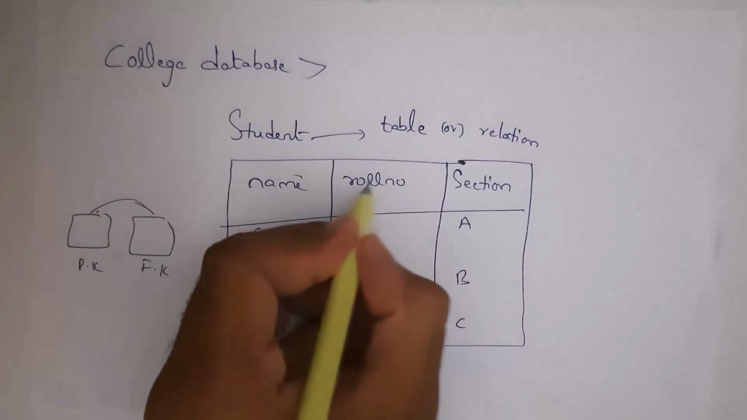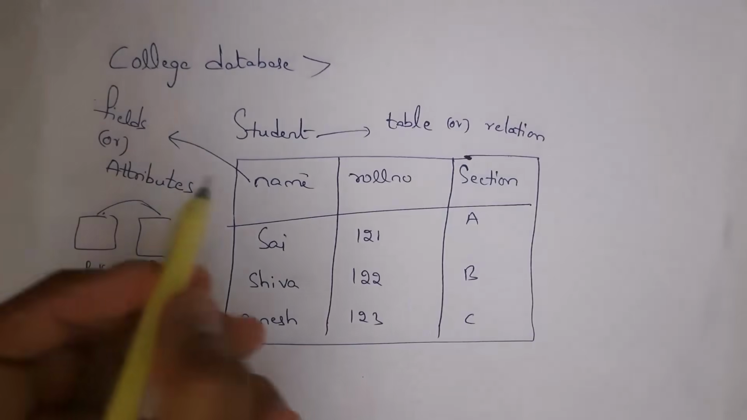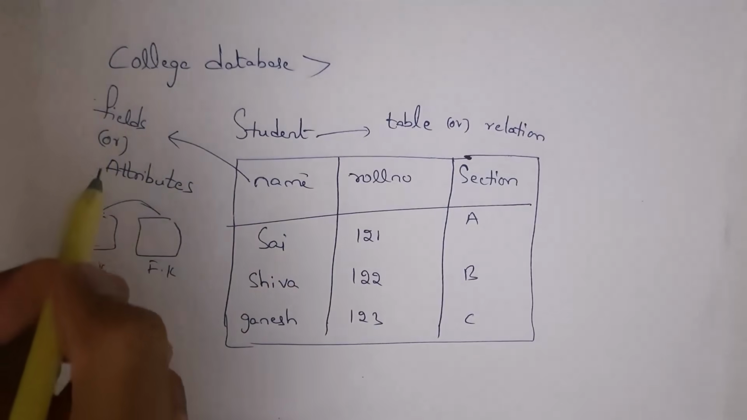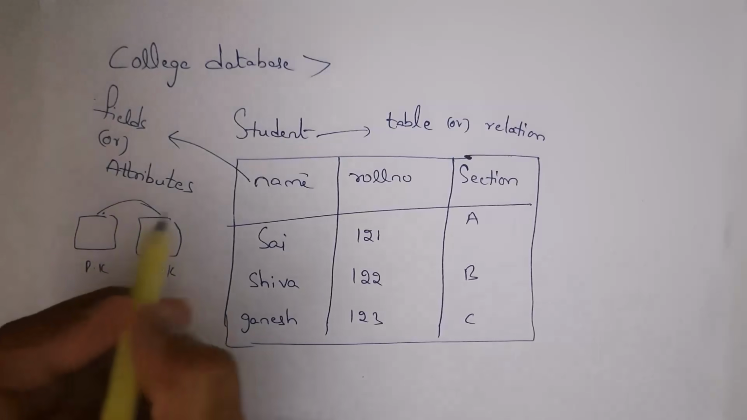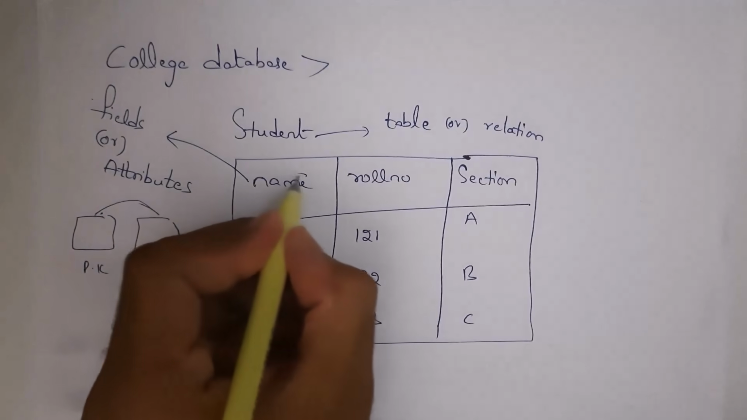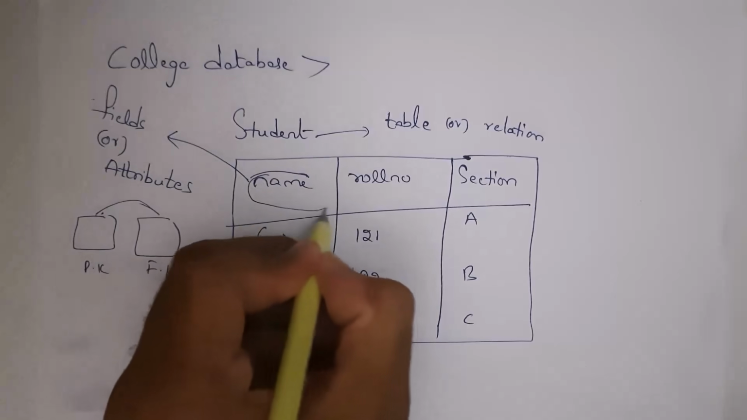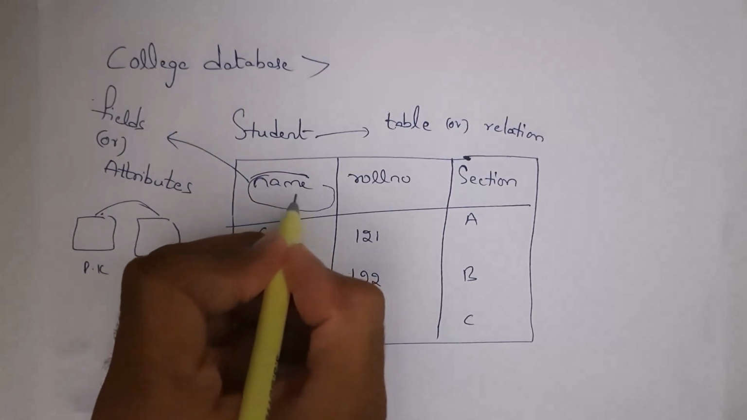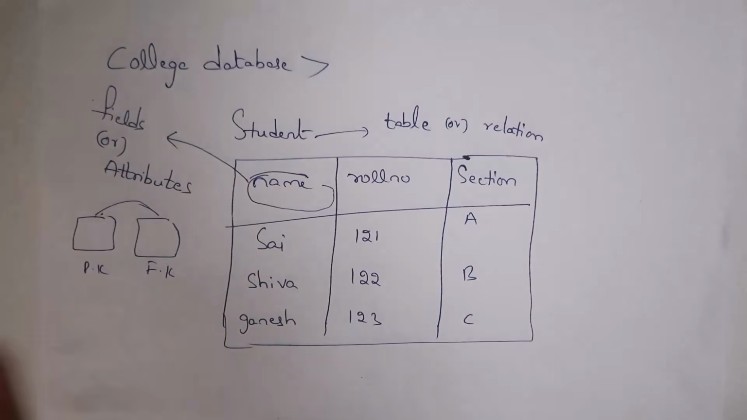Whereas this name, roll number and section are column names. You can also call these column names as fields or you can also call them as attributes. All are same. For example, if you consider name column, you can also call this name column as name field or you can also call it as name attribute. All are same, don't get confused.